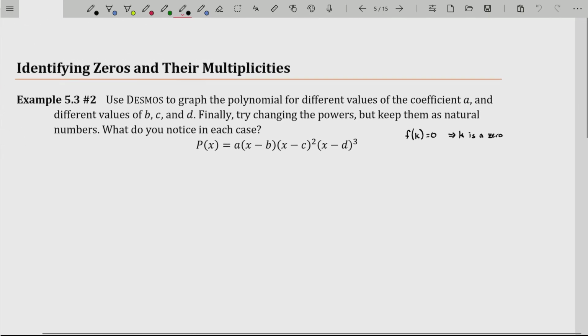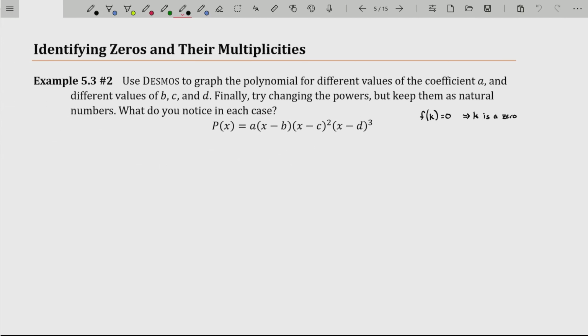But let's go ahead and just do that. So it's kind of a discovery-based example. We're going to use Desmos to graph this polynomial here. Notice that I didn't actually give you concrete values for a, b, c, and d. We're going to play with those. So we're just going to use Desmos to graph that polynomial for different values of the coefficient a and then different values of b, c, and d. And finally, we're going to change the powers of these, and we're going to talk about what the effect of those changes are. So let's move over to Desmos.